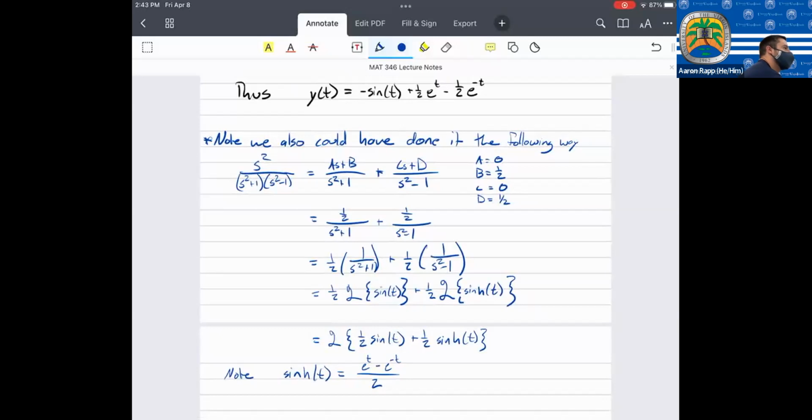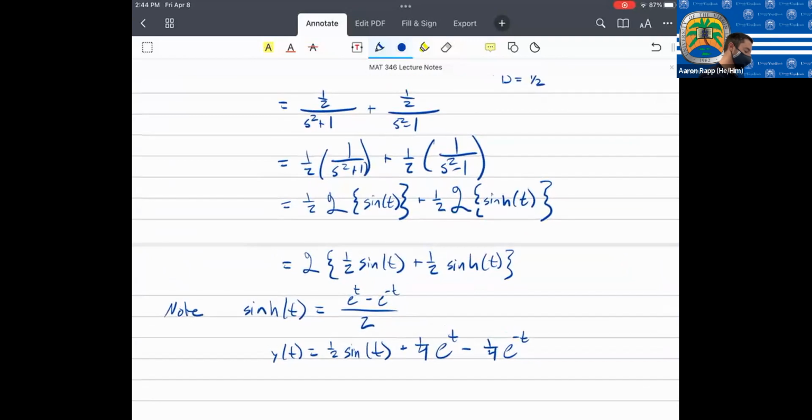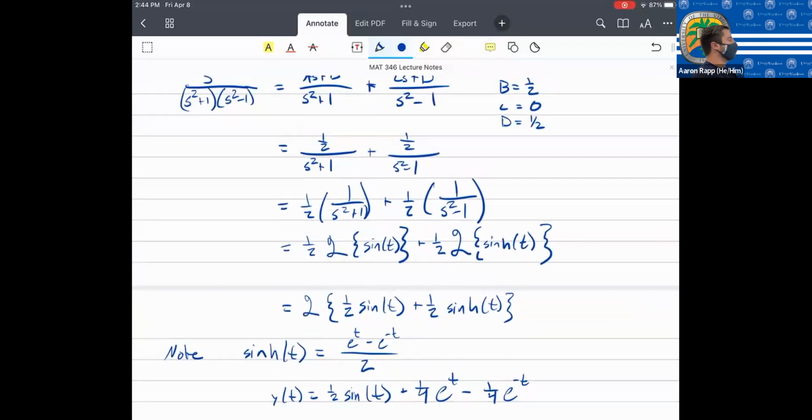Hyperbolic sine is defined as e to the t minus e to the negative t all divided by 2, which is telling me that my solution is 1/2 sine of t plus really 1/4 e to the t minus 1/4 e to the negative t. So we've got to go find out what we messed up in that system of equations. What I was trying to show here is that you could go about it in 2 different ways. Both should get you to the same answer as long as you do your system of equations right.